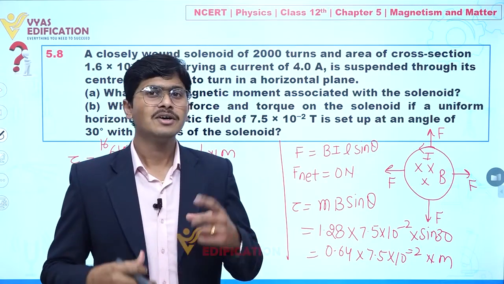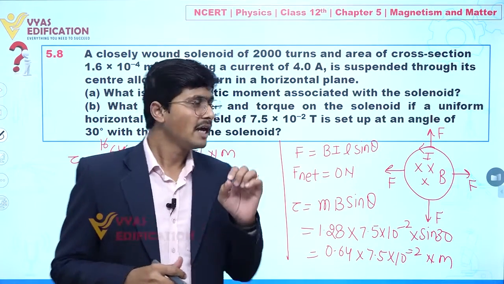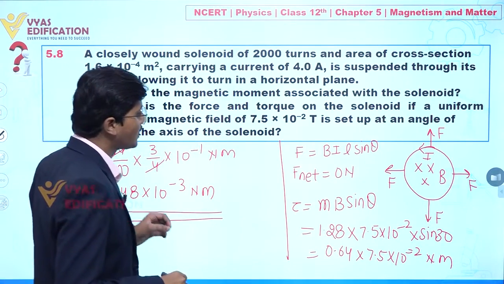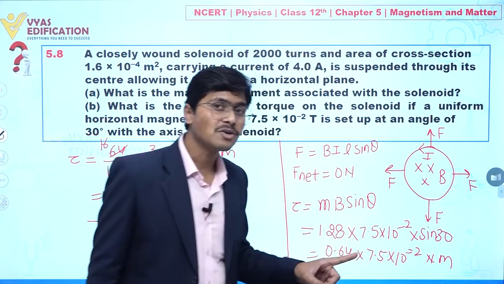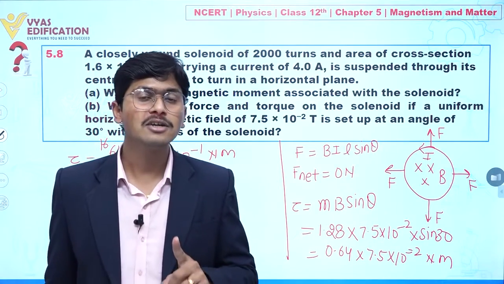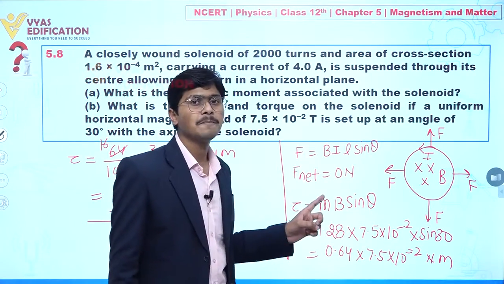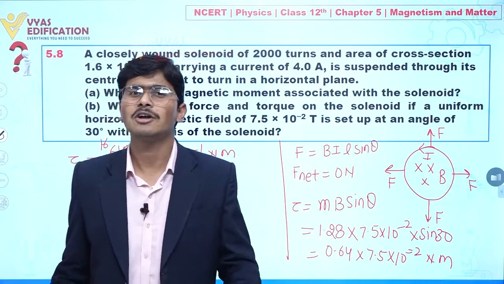So this is all about this question, but here you should always keep in mind that we are writing this M, and in M we have already included the number of turns, clear. So do not multiply it again with the number of turns, clear. So this is all about this question.